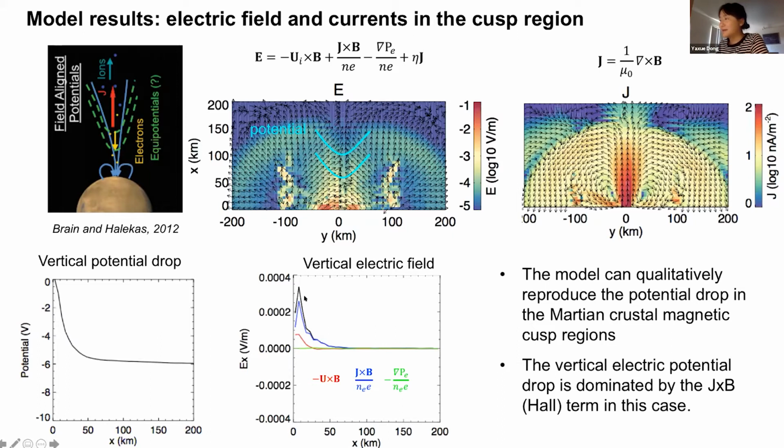And also, if you look at the different terms of this electric field in the generalized Ohm's law, you would see that the most significant contribution to this vertical potential drop is from the Hall term, which is the J cross B force. And if you look at the current density, we do see these strong field line currents in the cusp region. So this model can at least qualitatively reproduce the potential drop and the field line currents in the Martian crustal magnetic cusp region. And the vertical electric potential drop is dominated by the J cross B, or the Hall term, in this case.